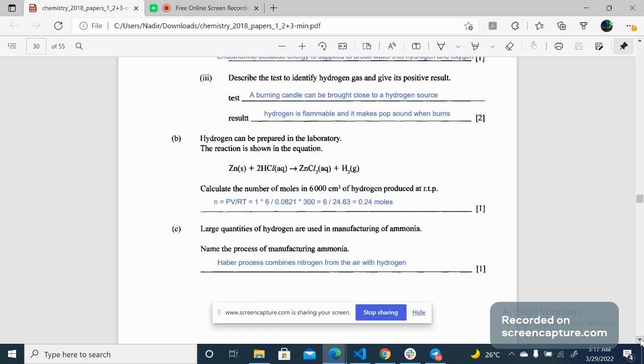Now is part C. It's asking us to name a process of ammonia production, and is also telling us that hydrogen is mostly used in large quantities to manufacture ammonia. We just need to name the process which is mostly in use to manufacture ammonia, which is the Haber process.